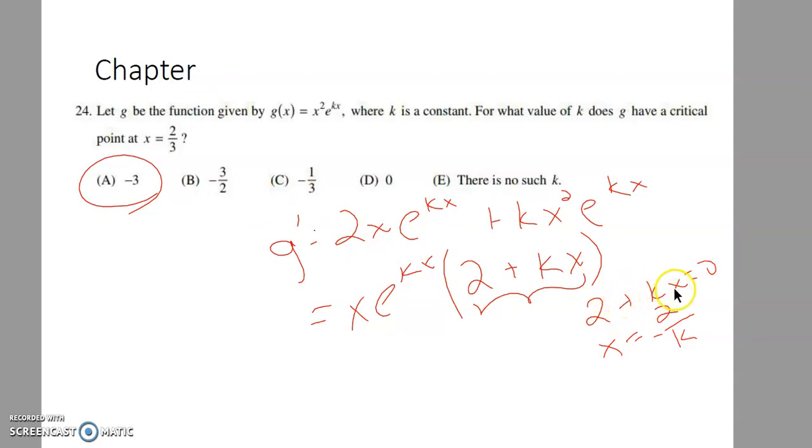2 plus kx equals 0, and I get x equals negative 2 over k. So the question is, what k value makes that 2/3? Well, negative 3, because it'll give me my 2/3 and then cancel with that negative and make it positive. So the answer is A.